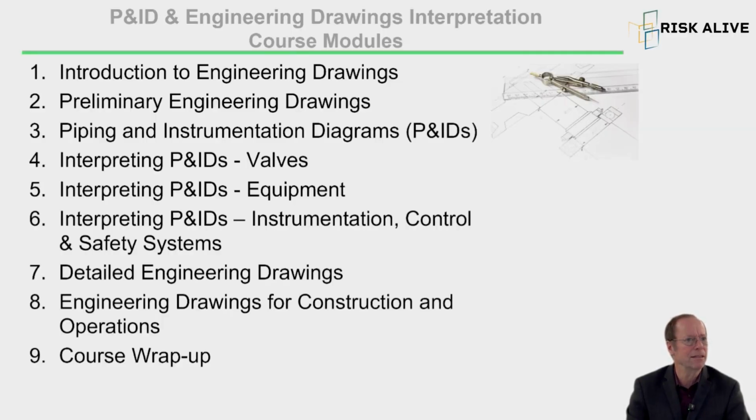Module 6, this is where we get into the good stuff, because this is my background: instrumentation, control, and safety systems. How do we read the instrumentation on the P&IDs? How do we understand different types of control systems? How do we understand how a control loop works? What are some of the drawings that the instrumentation people look at? Things like cause and effect diagrams and loop drawings and things like that.